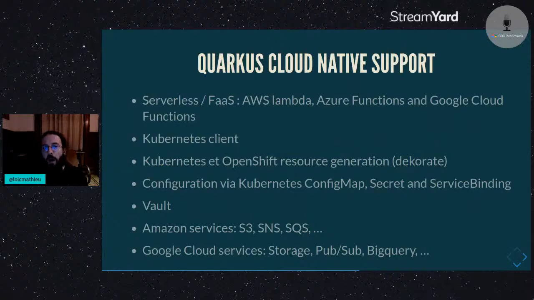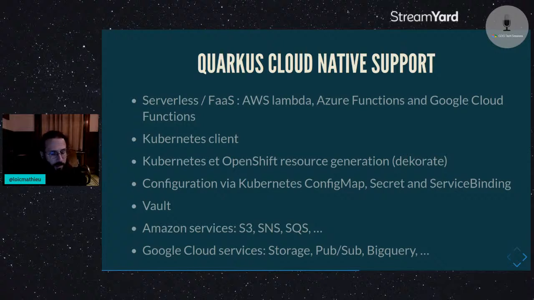Quarkus has a lot of Cloud Native support via multiple extensions. An extension in Quarkus is just an integration of a technology. So it's a Maven dependency that integrates a technology. So there is serverless function as a service support like AWS Lambda, Azure Functions, and Google Cloud Functions.